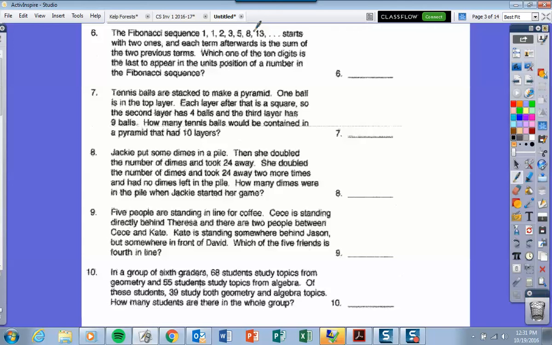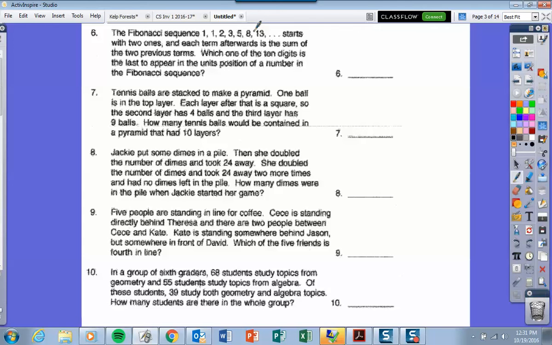If I continue with this, it starts with the ones. Which one of the 10 digits is the last to appear in the units position of a number in the Fibonacci sequence? Let's talk about this one in class, because I don't know if I have enough room. So we'll go on to number 6.